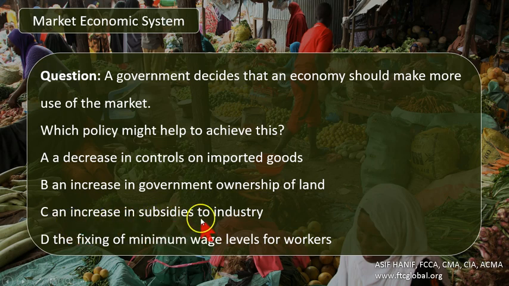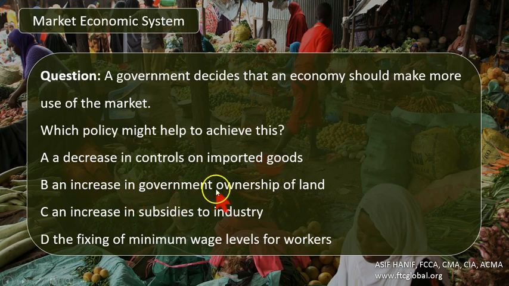An increase in subsidies to the industry. This is the government intervention. Minimum wage is government intervention in the labor market. Increase in subsidies to industry, helping industries to produce more. Government intervention. Government subsidizes industry. This is government intervention. This is not a feature of free market economic system. It doesn't favor the free market economic system.